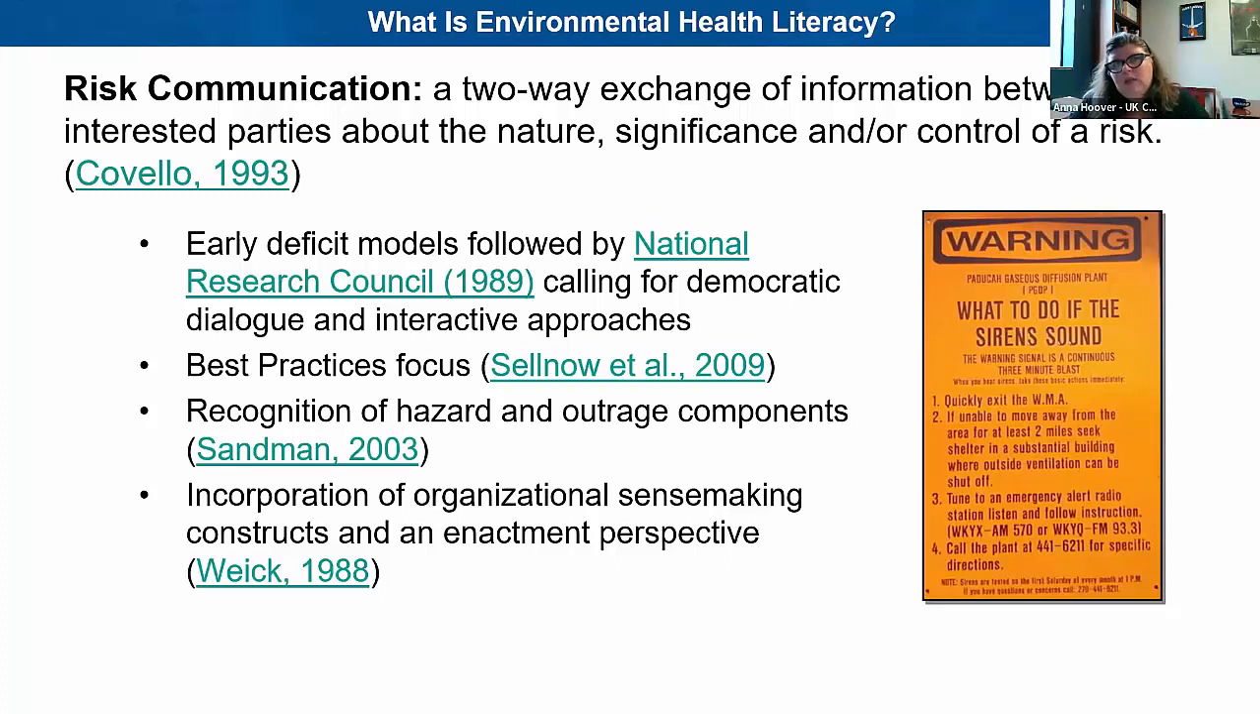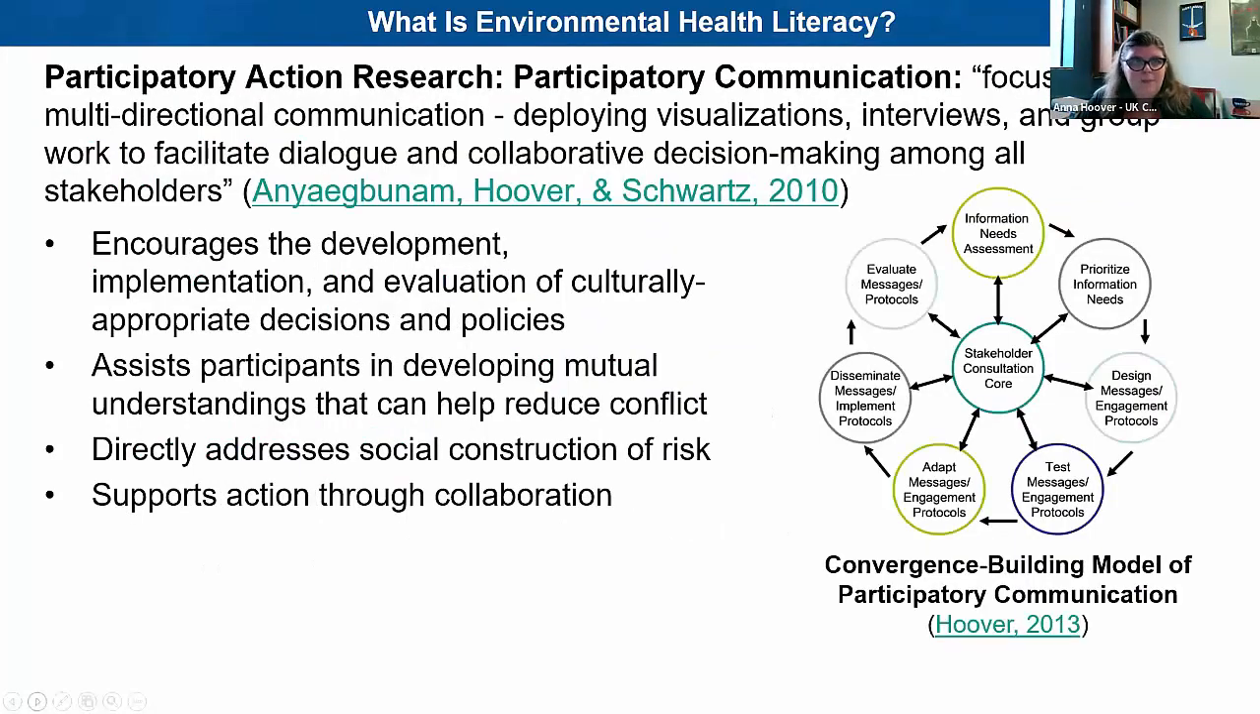So when you're talking about risk, when you're talking about hazard and outrage, that dialogue is absolutely pivotal. If we're going to build environmental health literacy, we can't expect that we're doing that in a vacuum. We have to understand that it requires some give and take. And then there's participatory action research, and particularly participatory communication, which focuses on multidirectional communication. We use visualizations, prompts, interviews, all kinds of things to facilitate collaborative decision-making. What we want to do is make sure that the decisions people are making are both appropriate for them individually and culturally appropriate for their context.